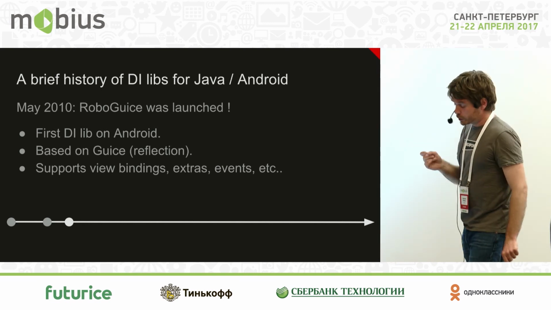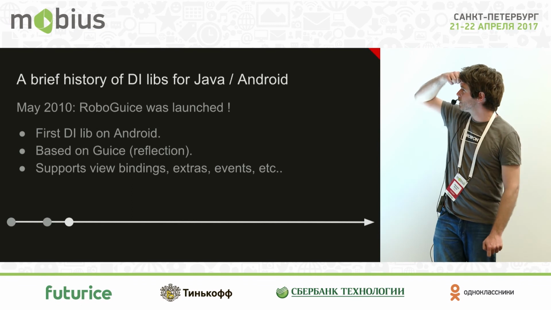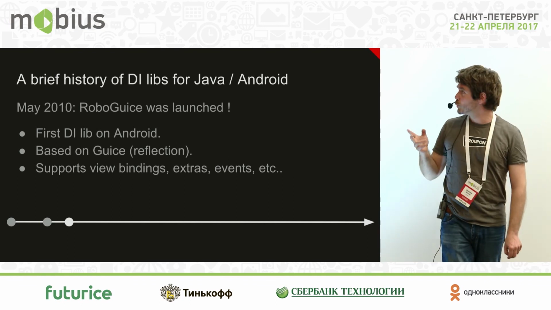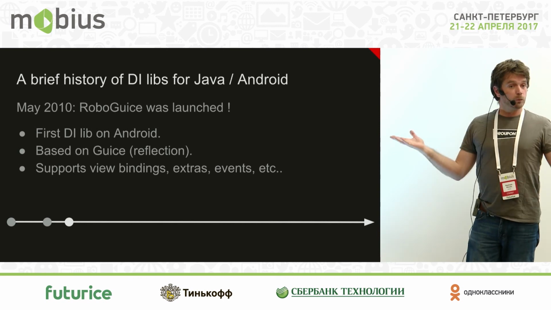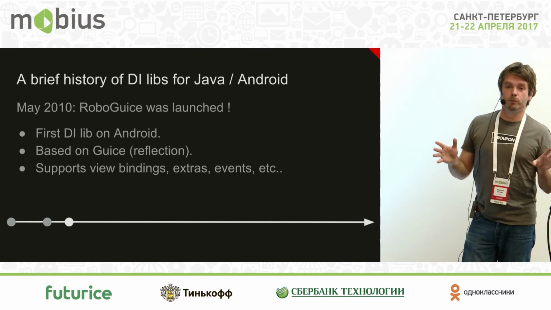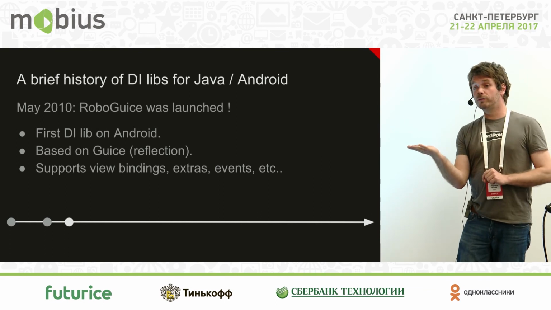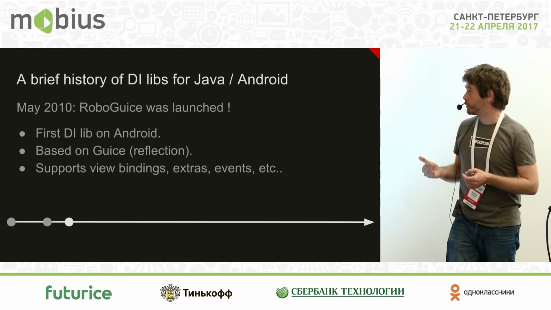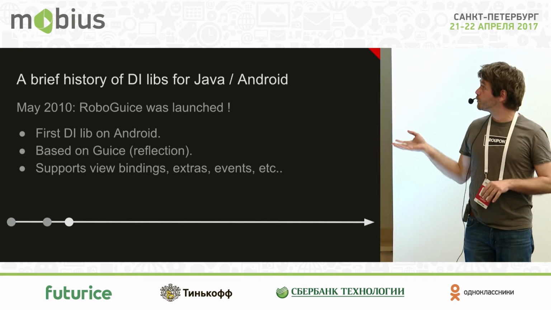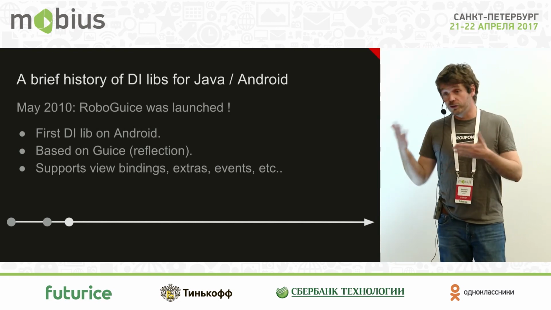Then, 1 year after, RoboJuice was launched. So maybe you heard about RoboJuice. I actually maintained this library with Mike Burton for 2-3 years at Groupon. It originated at Groupon. So RoboJuice, yeah, it's not a good library anymore. We will talk about that. But at this time, it was just crazy. You're on a small device, a small phone, and you can use dependency injection. That was a huge progress for Android. So it's really the first DI lib for Android. It's completely based on Juice, which means it uses reflection.